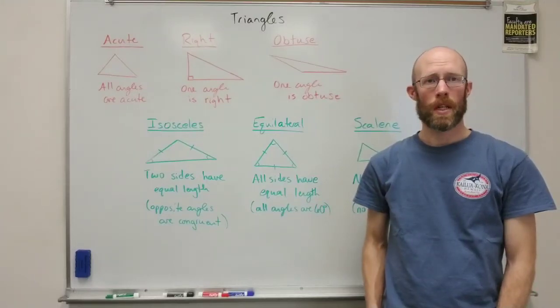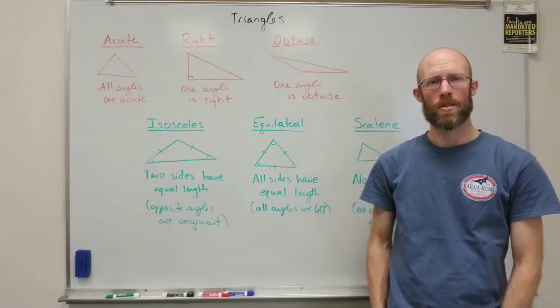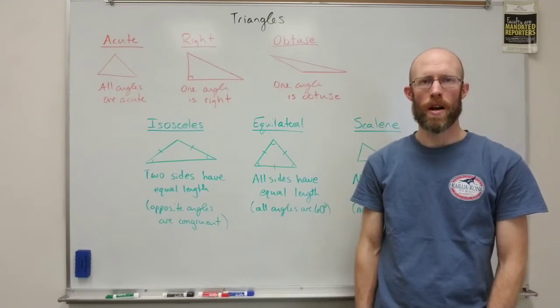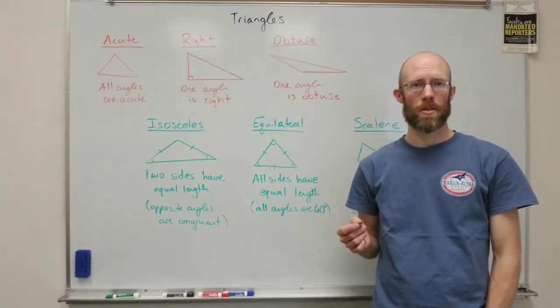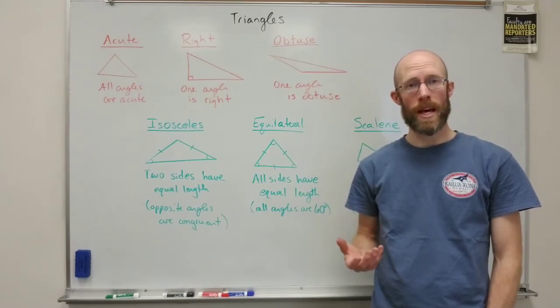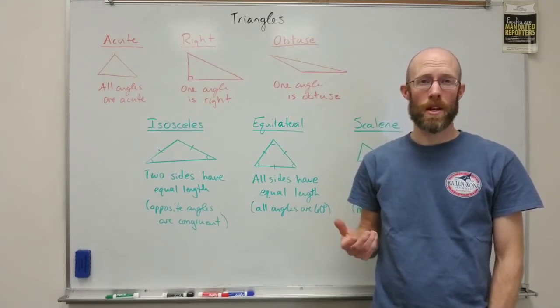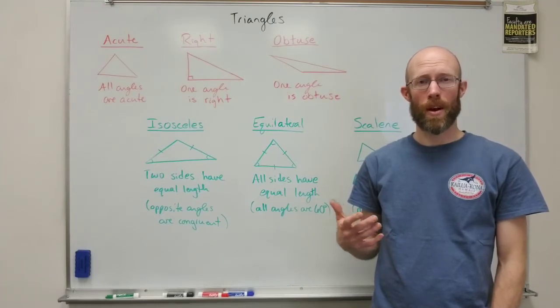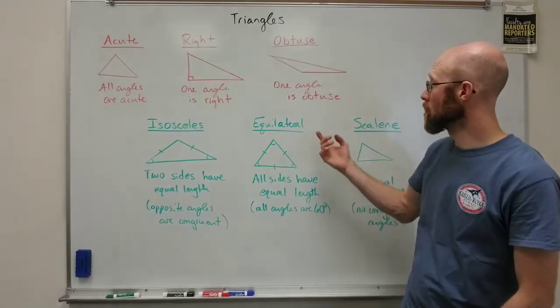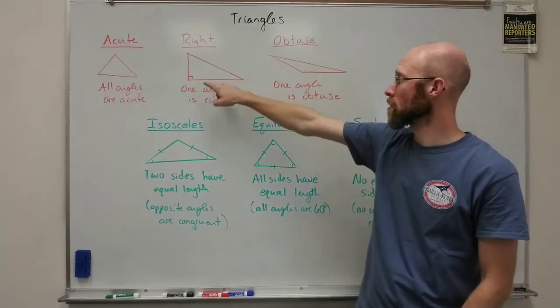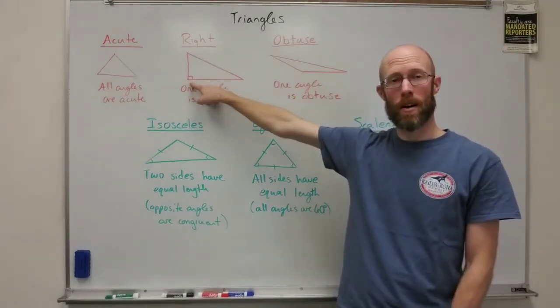Right, next, I really just want to give you an overview of some definitions, different terminology we use with triangles. Obviously, now that we know that the sum of the angles within a triangle is always 180, that puts some restrictions on what size our angles can be. Now, let's look at the 90-degree one, a right triangle.